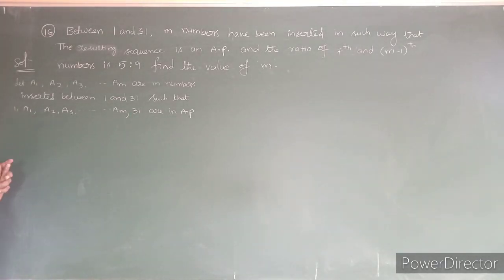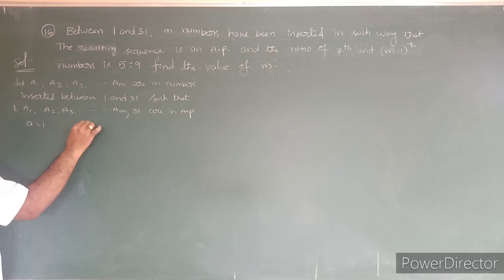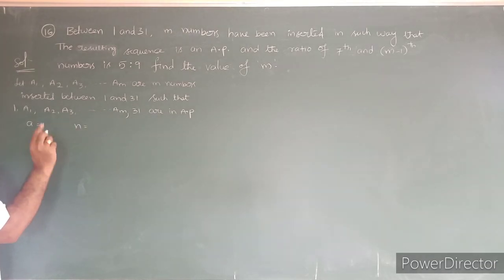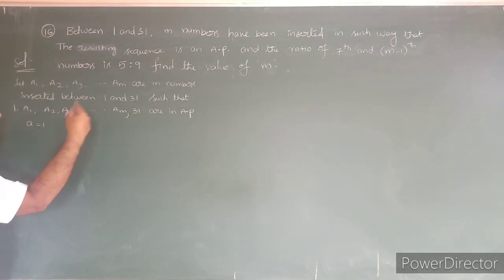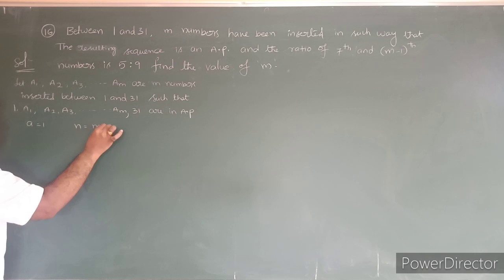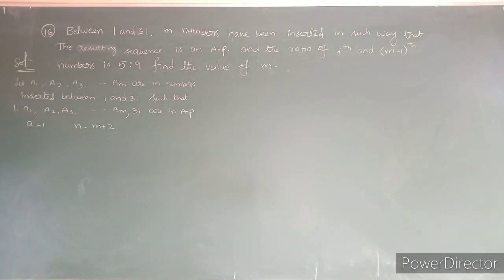So after inserting this, what is the meaning of this arithmetic progression? Here a is the first term. What is the a value? a is equal to 1. And n, what is the meaning of n? n is the number of terms. So how many terms are here? Already 2 terms are there. You have inserted m numbers, so the total number is m plus 2. There are m plus 2 numbers in the arithmetic progression.